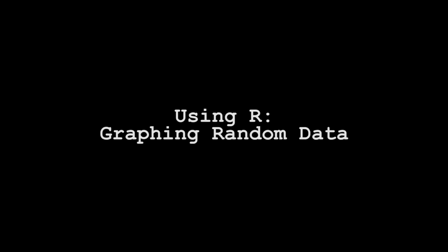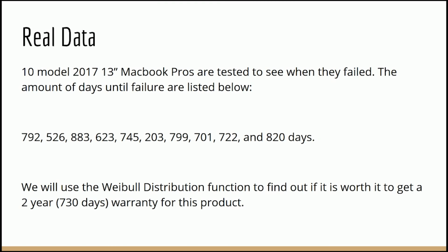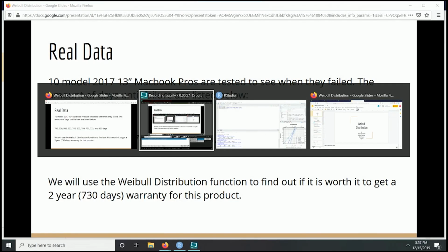Okay, so going back to the example we did in our intro, for our real data set, we're going to test whether or not it's worth it to get a 2-year warranty for a laptop. For our real data set, we're going to use a sample size of 10, and the laptop is the 2017 13-inch MacBook Pro. The failure rates listed below are the number of days until failure. Now we're going to use the Weibull distribution function in R to find out if it's worth it or not to get the 2-year warranty.